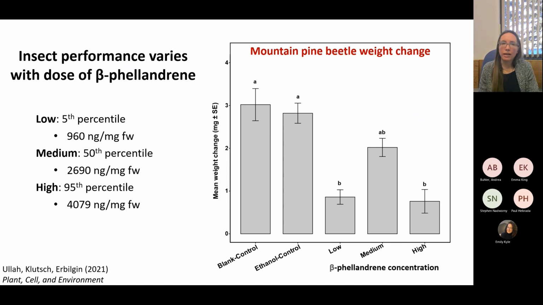And this is important. I leave this slide in here because I want to point out that lodgepole pine has beta-phellandrene, but jack pine does not. And beta-phellandrene is pretty toxic to mountain pine beetle, but jack pine is missing it.